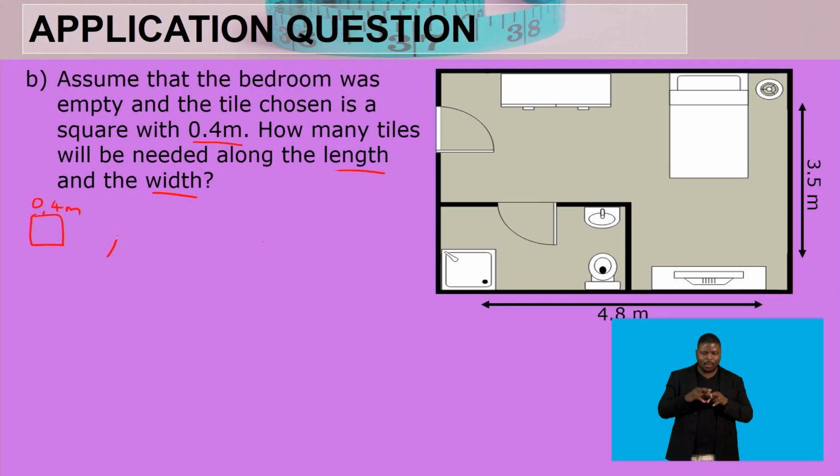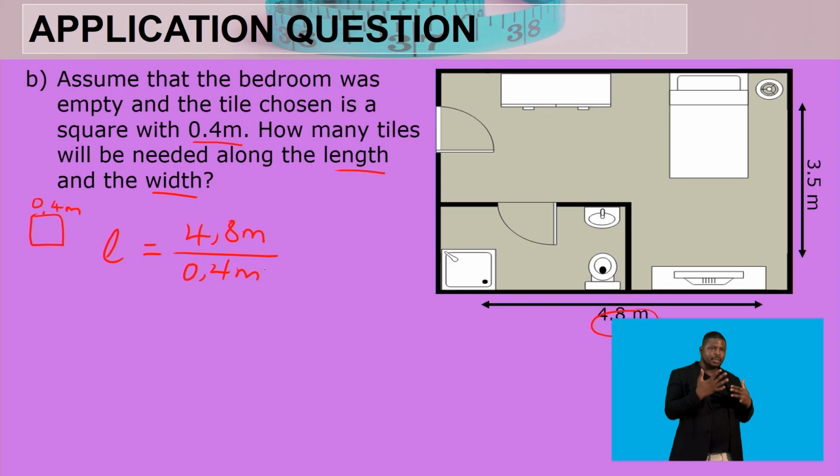So let's check along the length. We will say L. How many tiles? What is the entire space needed? It is 4.8 meters. And what is the size of one tile? It's 0.4 meters. There's no need to convert because the units are the same. Meter and meter will give us 1. So how many tiles are needed along the length? We'll say 4.8 divided by 0.4. What do we get? We get 12 tiles.